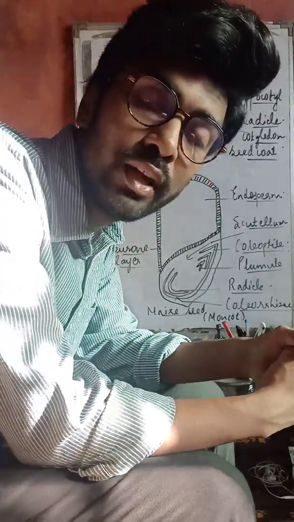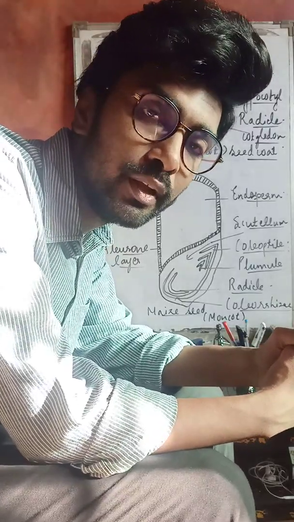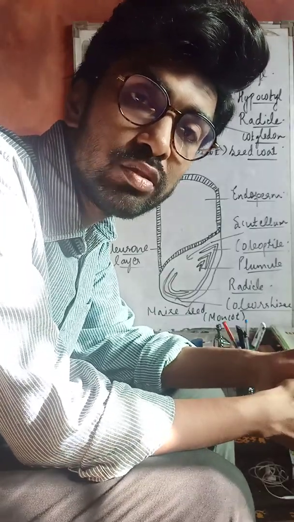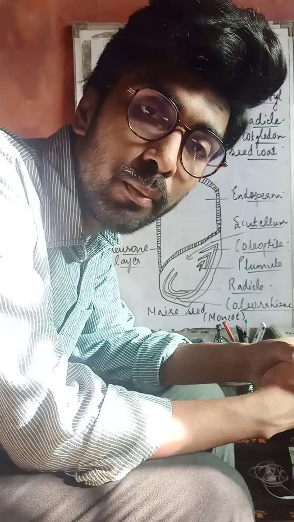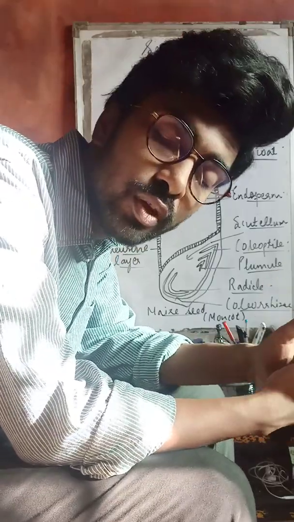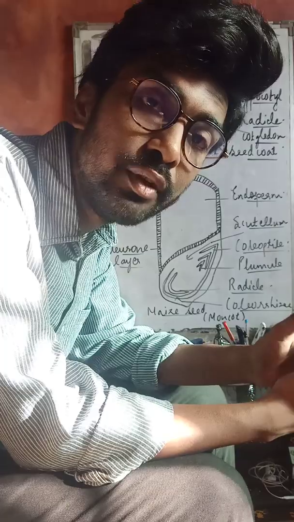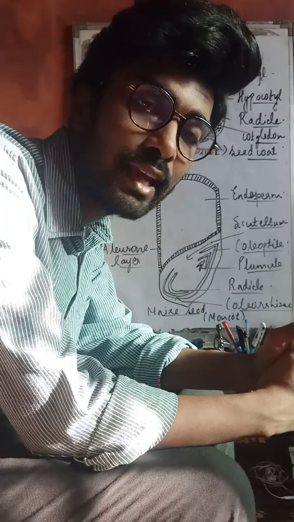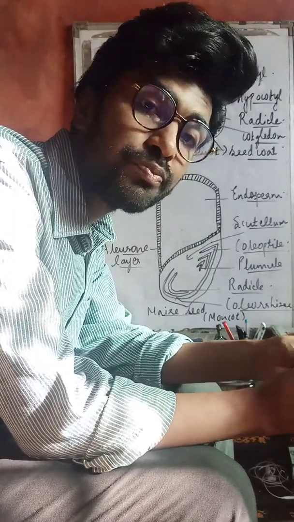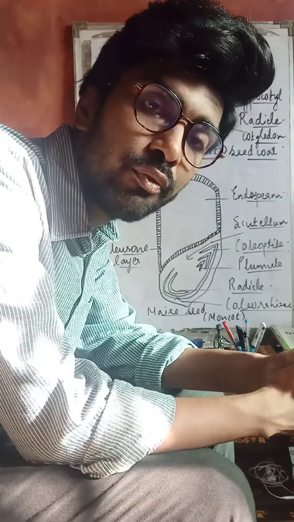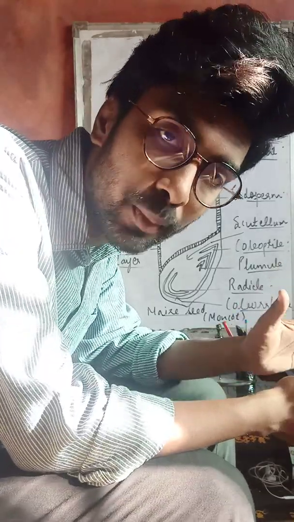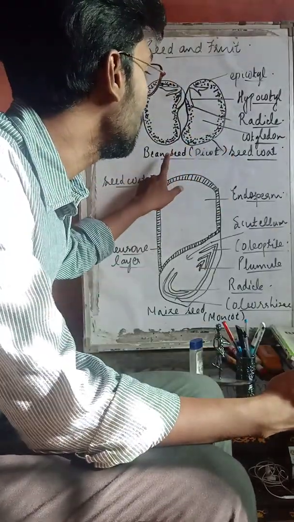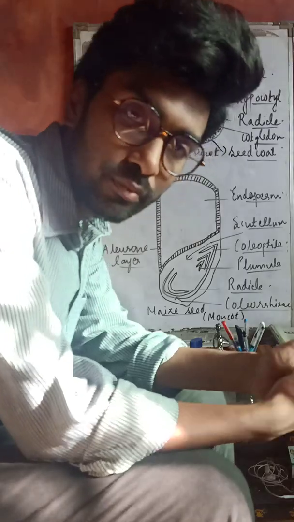The second one is called non-endospermic seed or ex-albuminous seed. In some seeds, the embryo starts absorbing the food reserve from the endosperm, and once the food is absorbed, the endosperm disappears. That is called non-endospermic seed or ex-albuminous seed. The best examples are the bean and the pea plant.